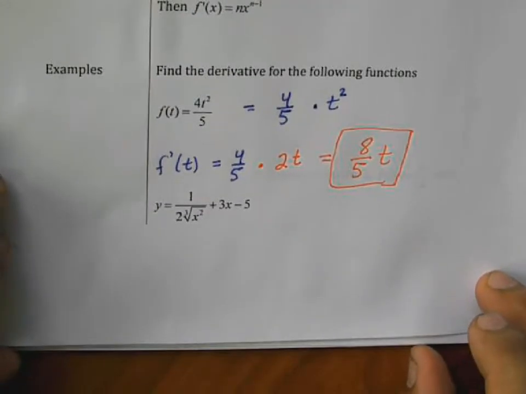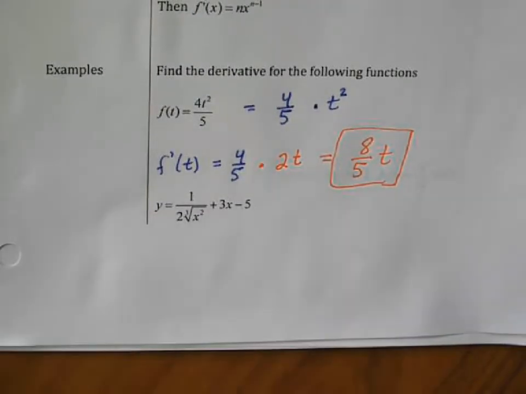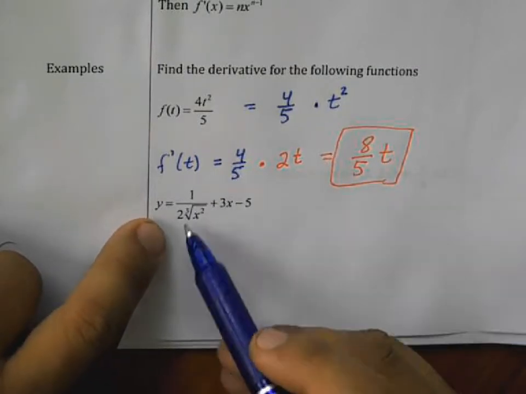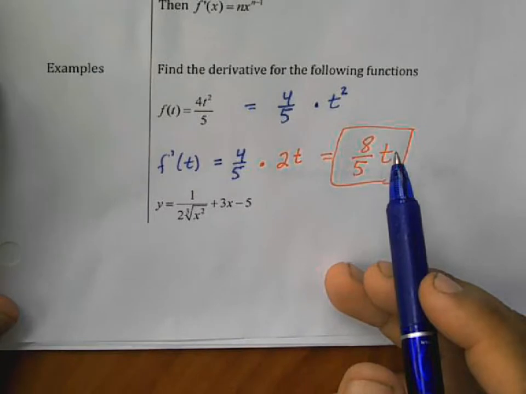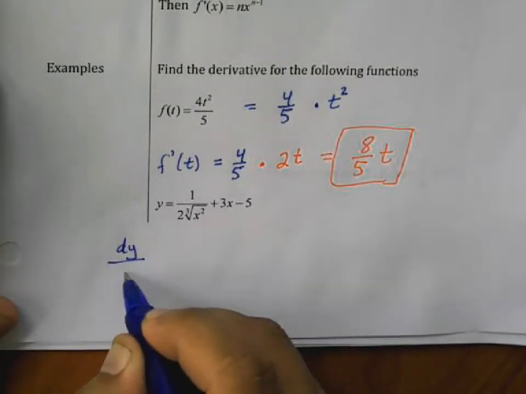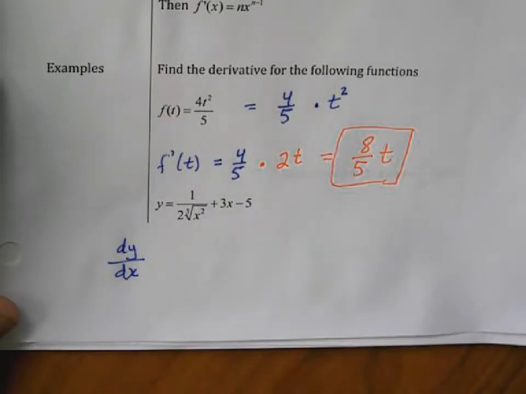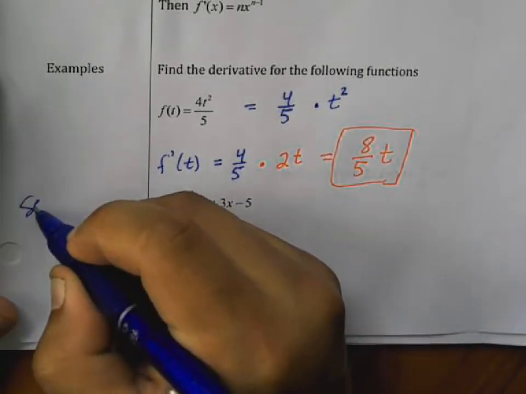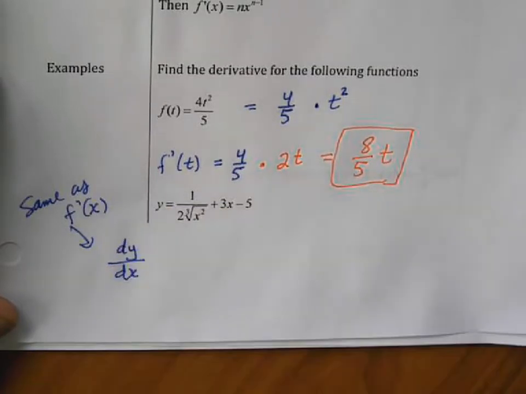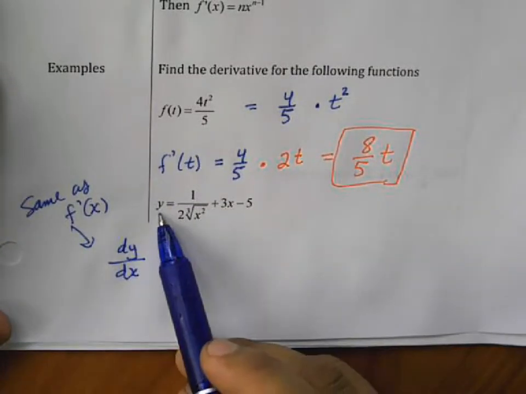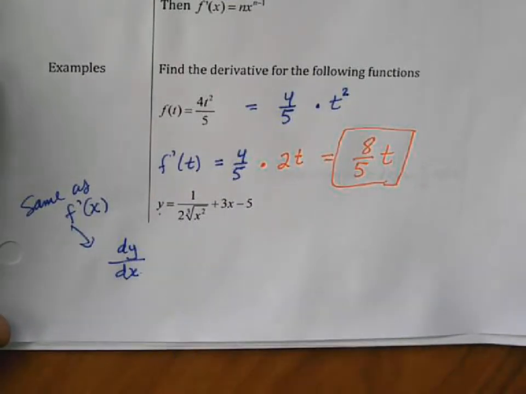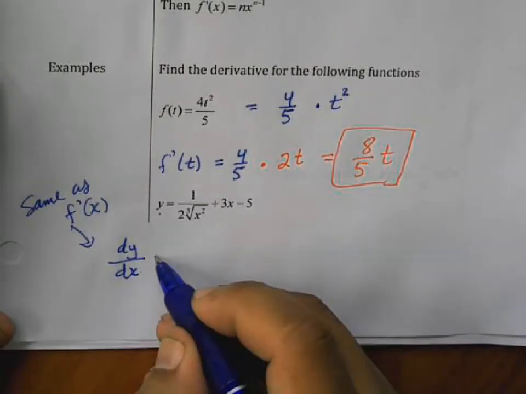Let's take a look at a second example. Y is equal to this mess, and we want to find the derivative. And what I'm going to do here is write this notation a little bit differently. This is dy over dx, and this is the same as f prime of x. Okay. But since we're given the function as y rather than f of x, we're going to write it using this notation just so you get a little bit familiar with it.